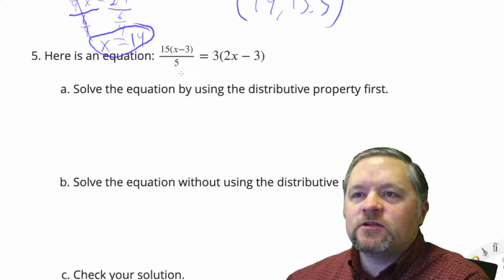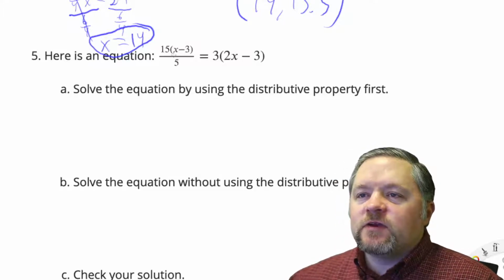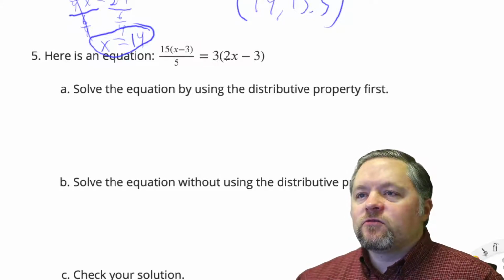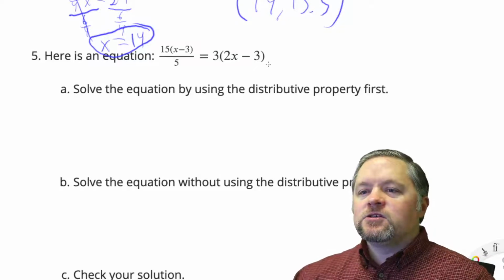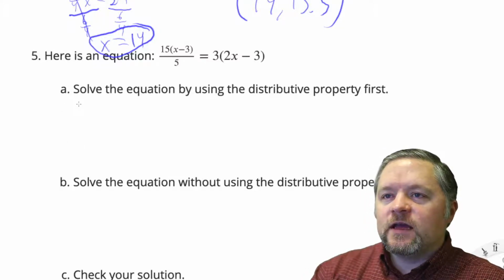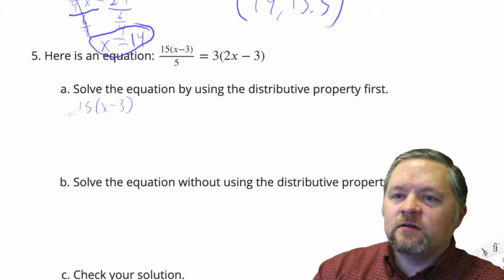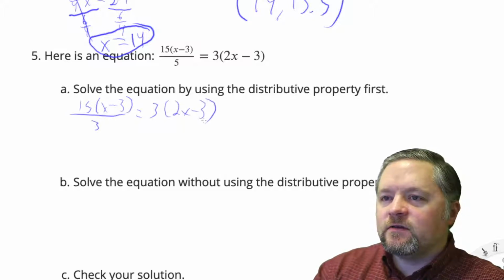Here's an equation. 15 times x minus 3 all over 5 equals 3 times 2x minus 3. Solve the equation using the distributive property first. Okay, so I'll write out the equation. 15 times x minus 3 all over 3 equals 3 times 2x minus 3.